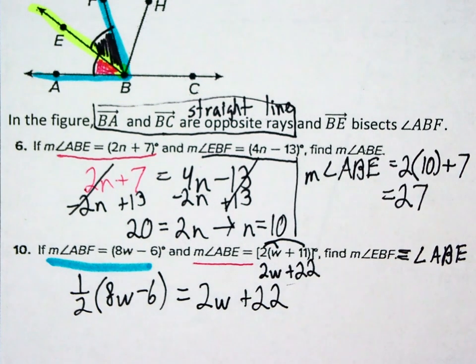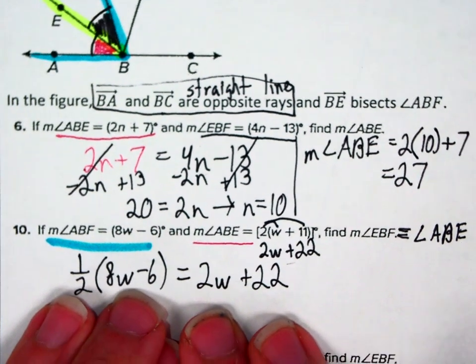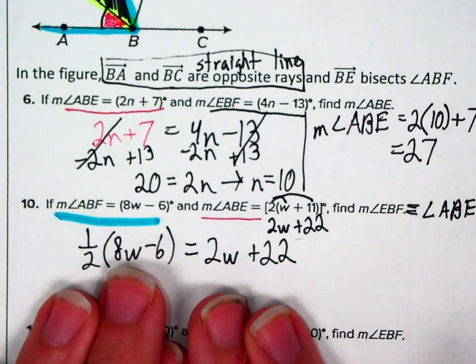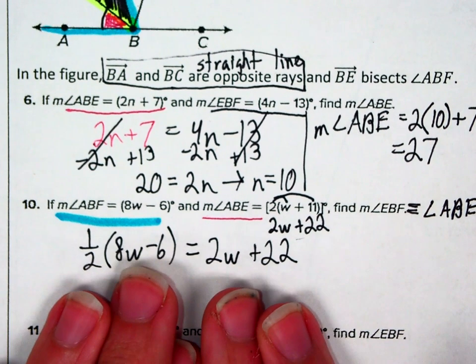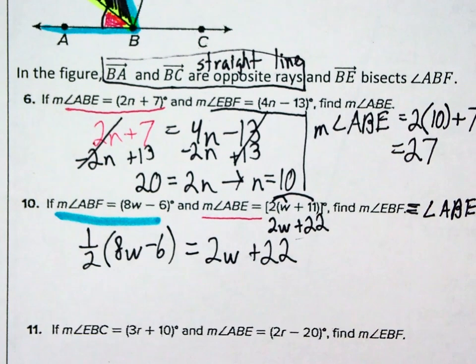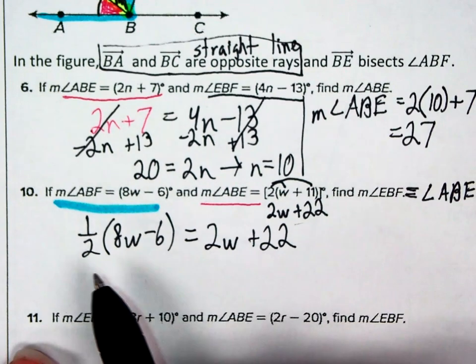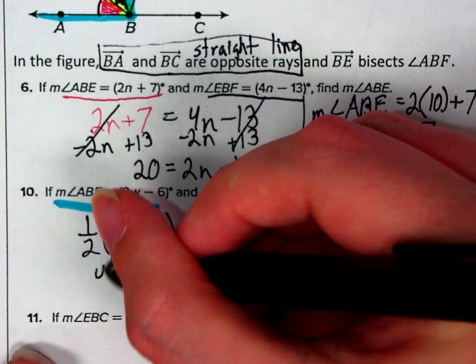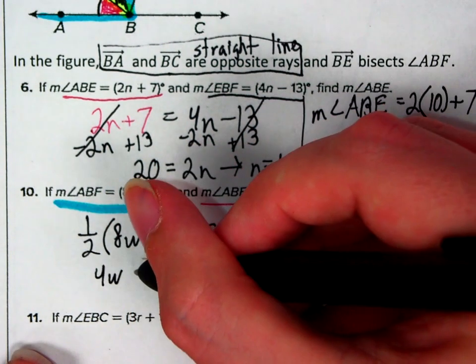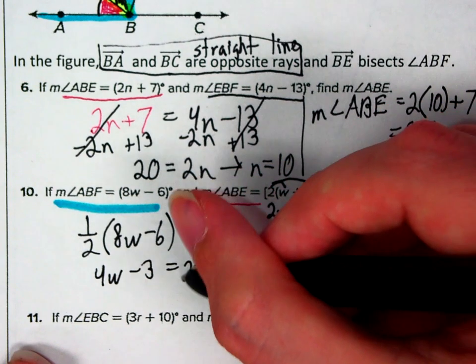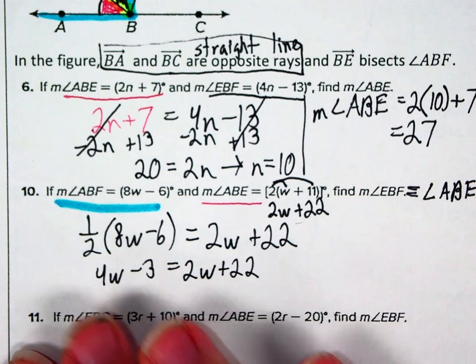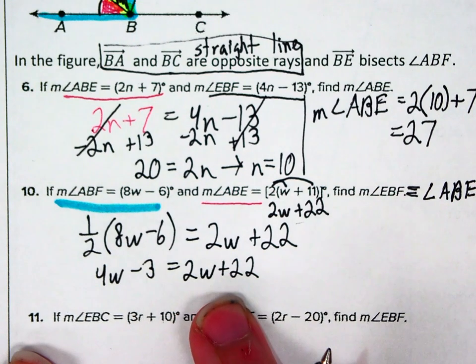Now that we're here, we can go ahead and solve this. You might have written something else differently, because there are multiple ways to write a sentence involving this statement. But we'll solve it by distributing the 1/2. Half of 8 is 4. Half of 6 is 3. Now we're left with 4w minus 3 equals 2w plus 22.